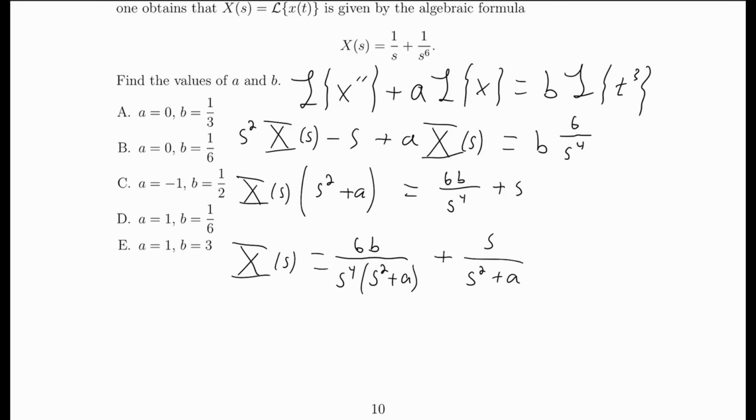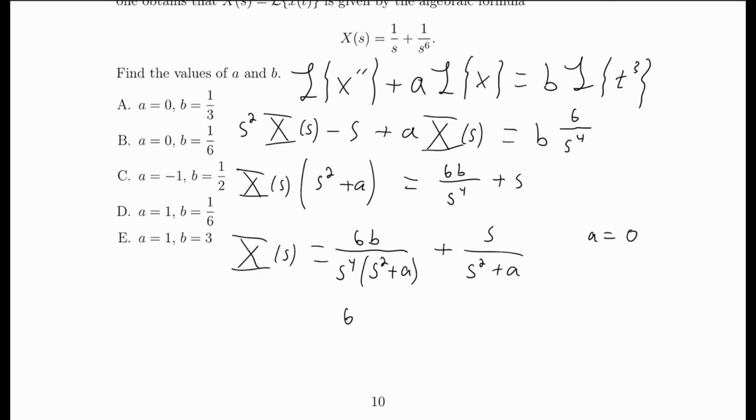And then on this right-hand side, we'll get just our 1 over s term, because these s will cancel with one of those. So for that to work, on the right-hand side, on the bottom here, we need that to just be an s squared. And here we need that to just be an s to the 6th. So a is going to have to be equal to 0, because that would get us 6b over s to the 6th plus, or that'll just be 1 over s, because it would be s over s squared.